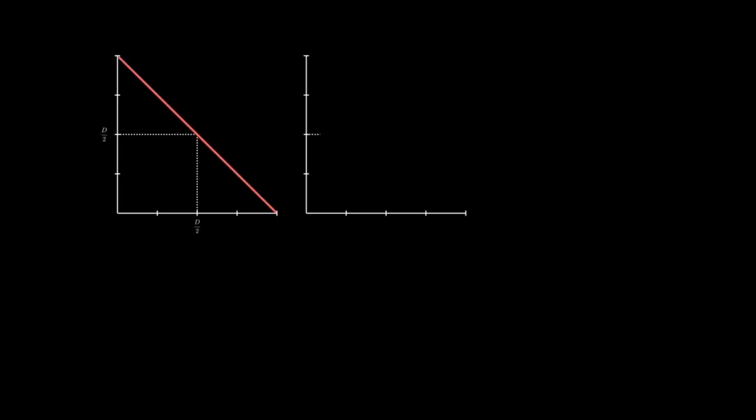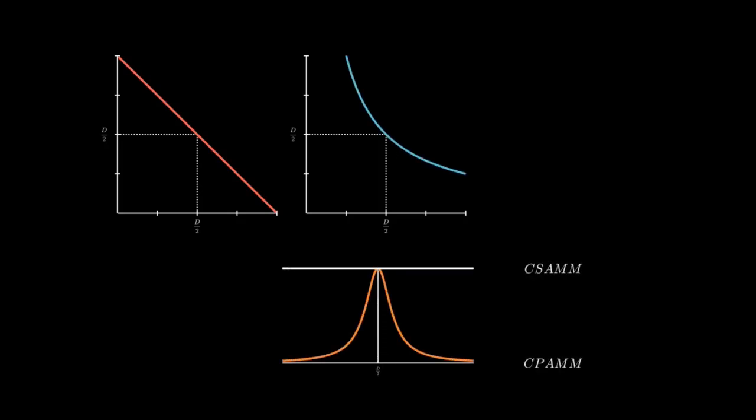Let me give you 2 visual examples of Curve B1 and Curve B2. So here we have the graph of the constant sum and the constant product. And let's start with Curve B1. On the bottom, you see the graph of K0. And again, the way to read this graph is when it's close to 1, it behaves more like the constant sum. And when it's close to 0, it behaves more like the constant product AMM.